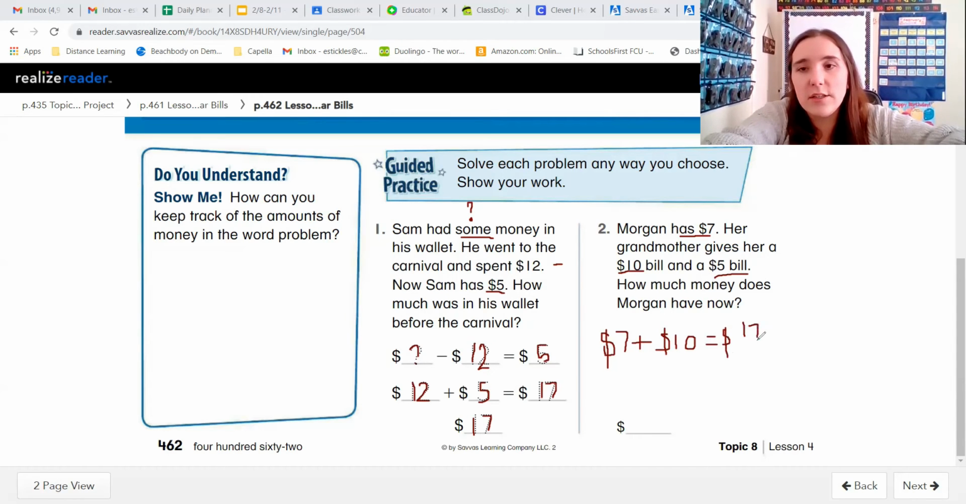And then $17 plus 5 more. How much money does she have total? $17 plus 5 more. What's 17 plus 5, friends? 22. So her total that she has now is $22. I'm going to go ahead and write that down there too.